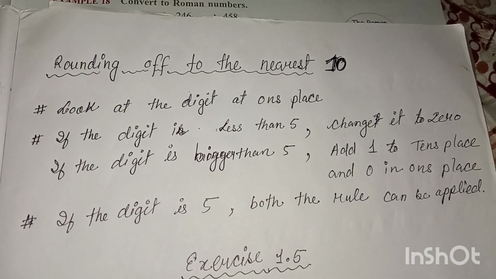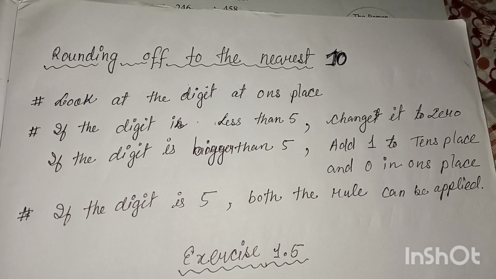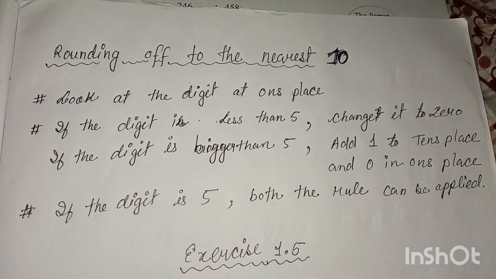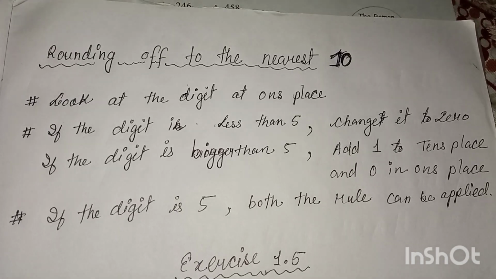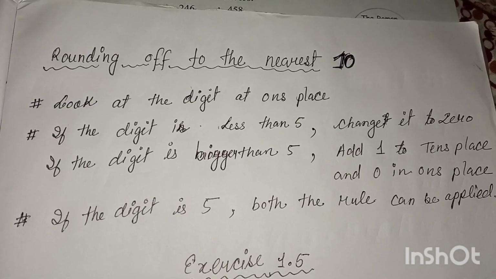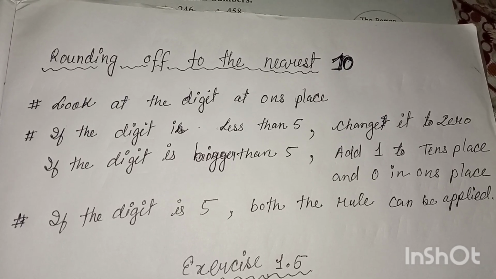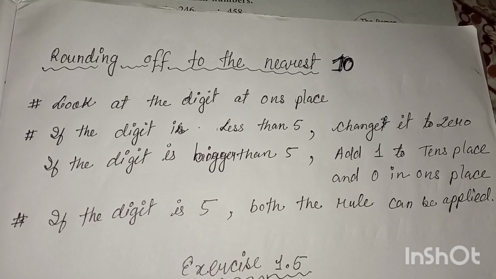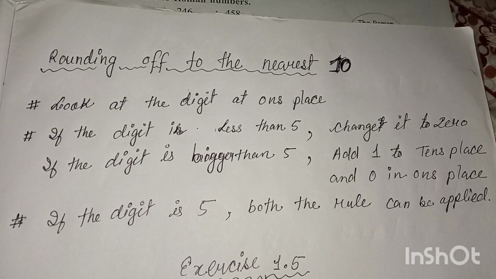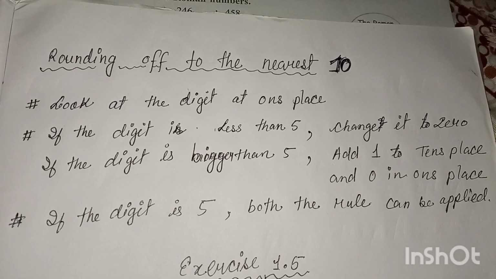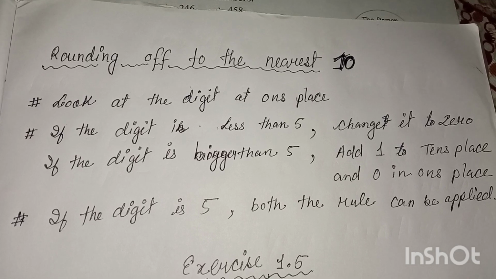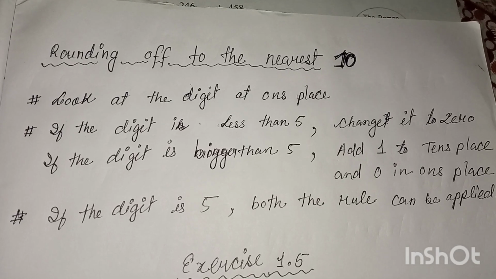Hello dear students, today we are going to learn rounding off to the nearest 10. So these are the rules that we are going to follow when we round off a number to the nearest 10. So the first rule is to look at the digit at the ones place. First of all, we have to see which digit is in the ones place.